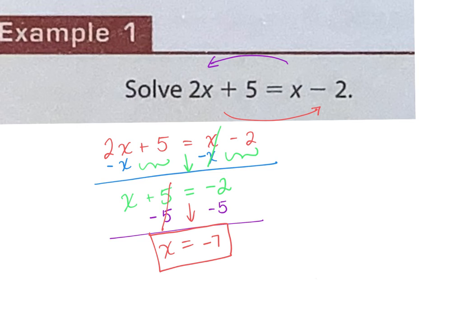You can check it. So you can always check these. 2 instead of x, negative 7. Plus 5 equals negative 7. Minus 2. Order of operations. 2 and negative 7, negative 14 plus 5 equals negative 9. Yes, negative 9 equals negative 9. All right. So variables to one side, numbers to the other. You're just trying to get it by itself.